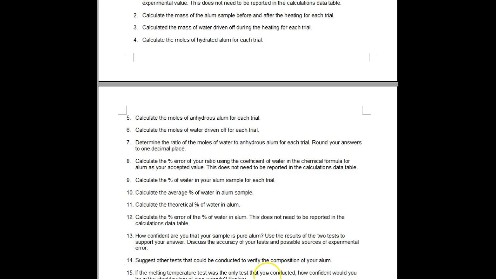Number 15, if the melting point test was the only test you conducted, how confident would you be, and explain. So using just your melting point alone, would you feel fairly confident? Or do you feel like additional information would be helpful to verify? Keep in mind, obviously the more data you have, the more conclusive of a decision you can make. So I hope that helps, and if you need anything else, ask me in class.